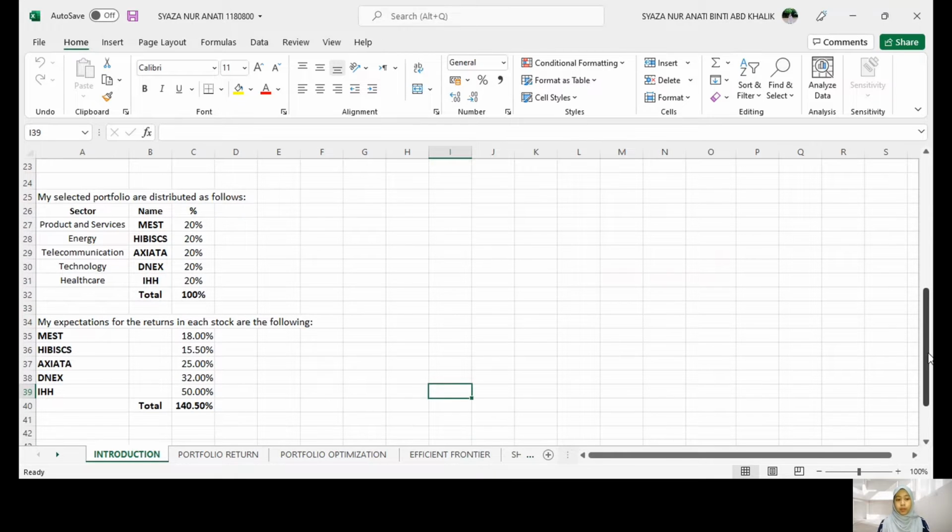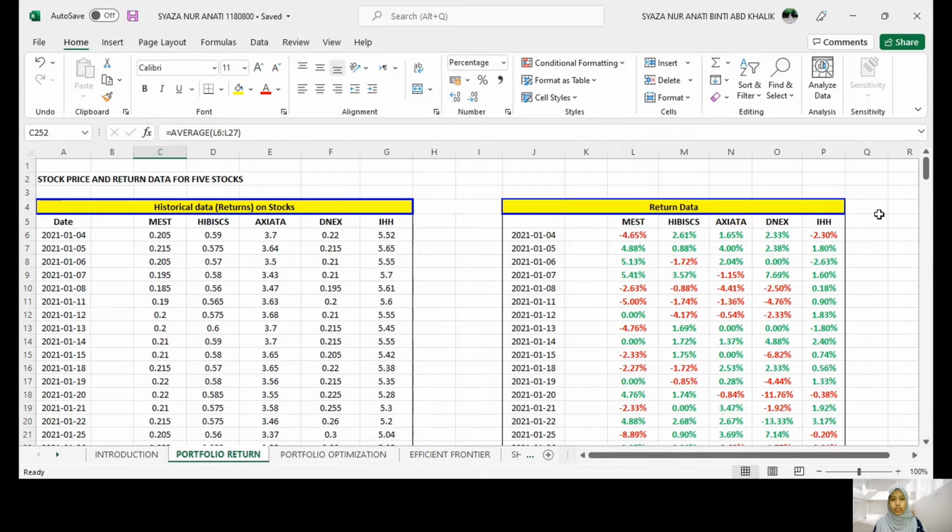My expectation for return in each of the five stocks that have been chosen is Metron about 80%, Hibiscus about 15.5%, Axiata 25%, DNEX 32%, and lastly IHH 50%. Furthermore, we move to the next part. As you can see from the screen, it shows the historical data of the five stocks that have been chosen, from 1 January 2021 until 30 December 2021.